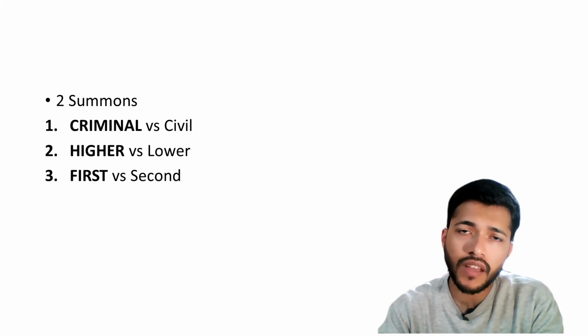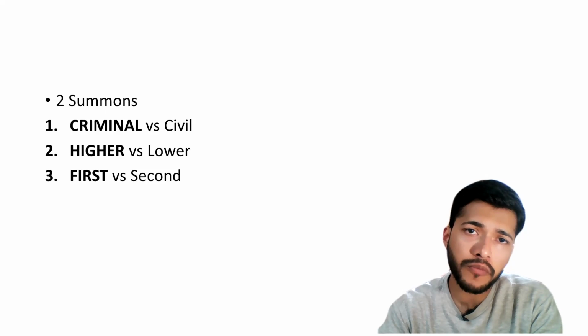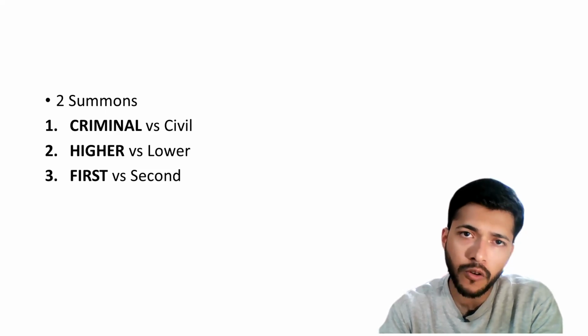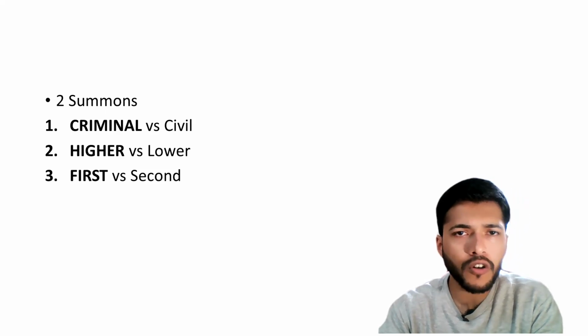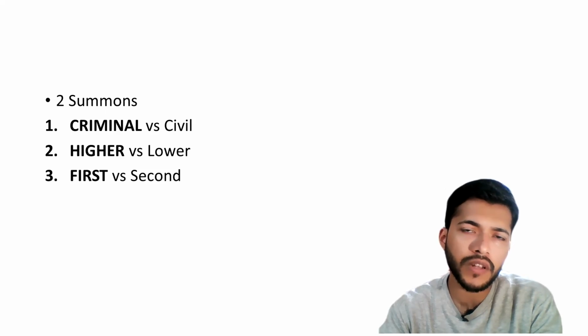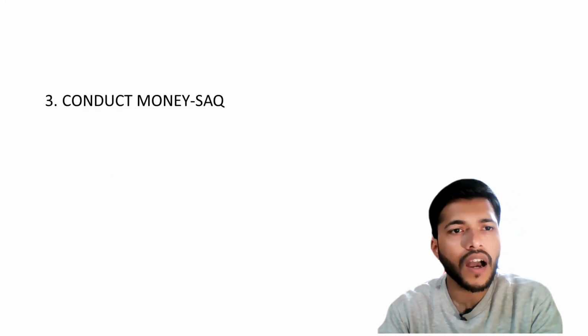And if you have 2 summons from the same court, for example, 2 summons from 2 criminal cases from the High Court, one was on 1st January, other was on 10th January. Of course, you will attend the one which you received on 1st January and not the one which you received on 10th January. So the order of precedence is criminal versus civil. So criminal, higher versus lower is higher. First versus second, it's always the first one.